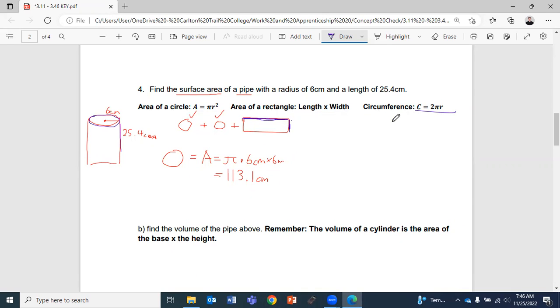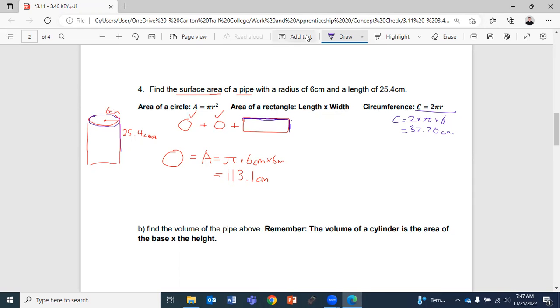So let's find that. C equals 2 times pi times radius, which is 6 centimeters. So you do 2 times 6 times pi, and all of a sudden you get 37.8. Technically, this is 37.699. You can just put 37.70 there, though. And just centimeters, not squared, because it's a length. I now have the length of the circumference of my circle, which is the same thing as the width of my rectangle.